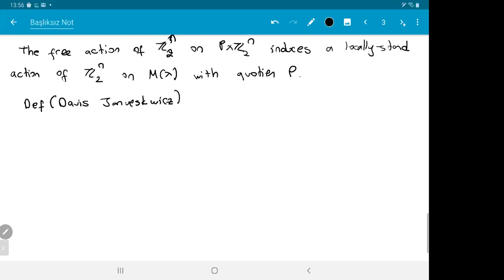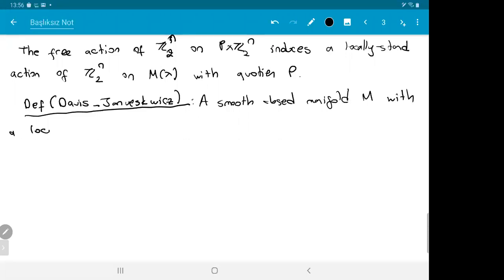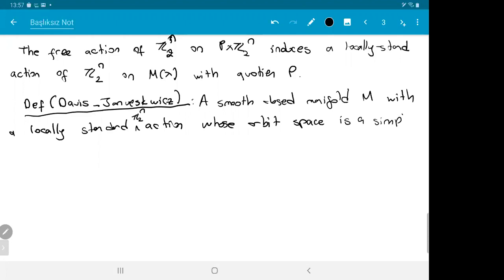I am not sure whether my pronunciation is correct or not. A manifold with a locally standard Z_2^n action whose orbit space is a simple convex polytope is called a small cover.